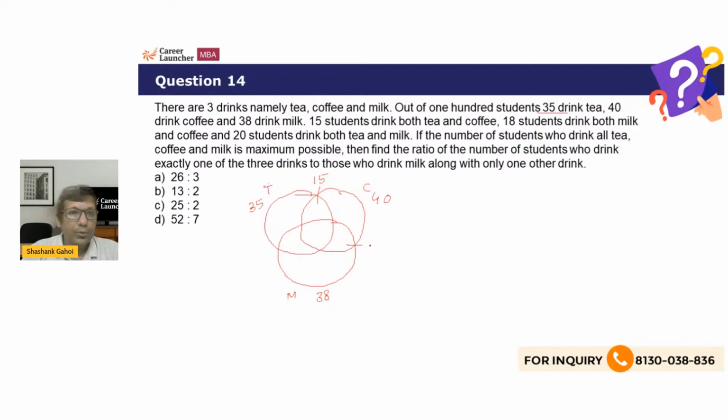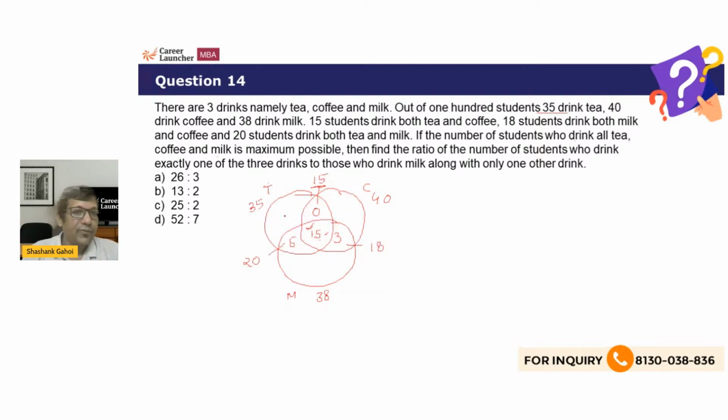So milk and coffee both is 18. 20 drink both. If the number of students who drink all tea, coffee, and milk is maximum possible, means this value is maximum possible. So what is the maximum possible value I can give? I can put this 15 complete as this. So if I put this as 15, that is the maximum possible value, because in that case, this becomes 0, this becomes 5, this becomes 3. So if I want to maximize this, what is the maximum value it can take? It can take only a value of 15.